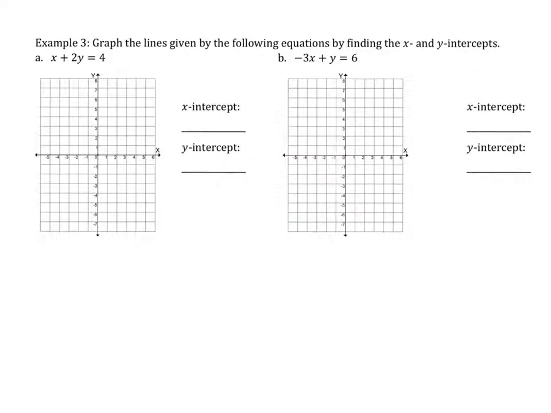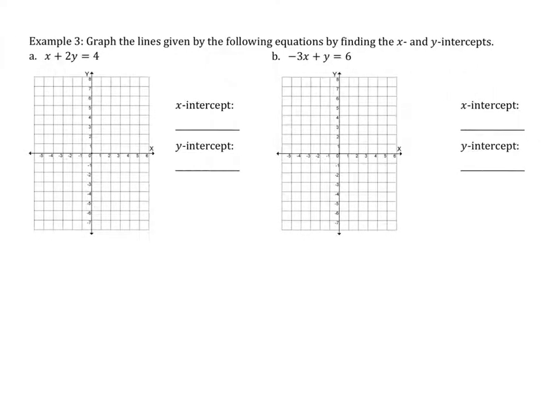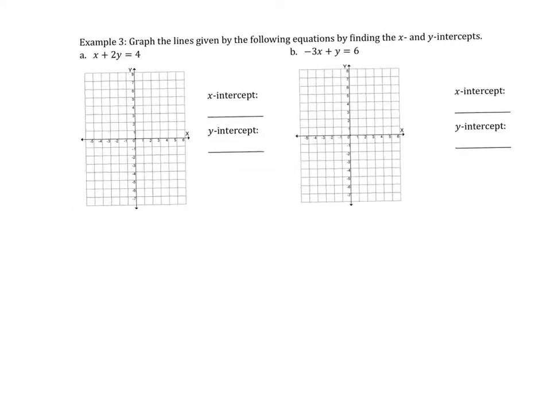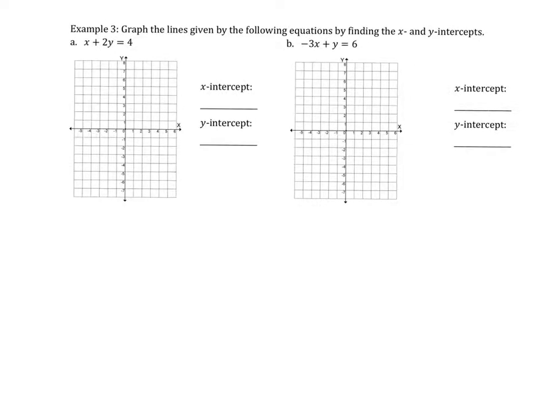Okay, let's take a look at example 3. Graph the lines given the equations by finding the x and y intercepts. So this is really similar to example 2. We're going to start by finding the x and y intercept using what I just showed you in example 2, and then we're going to graph those points and plot the line.